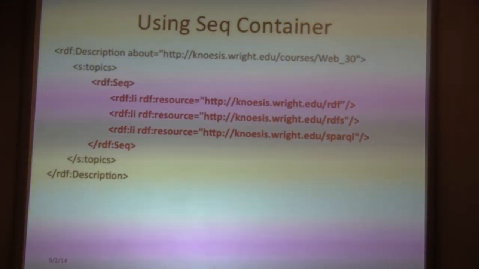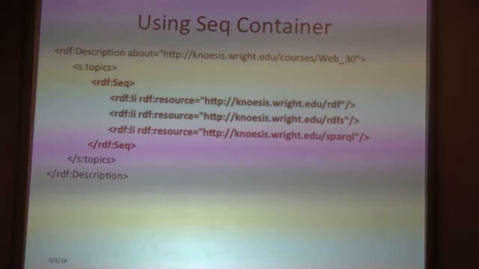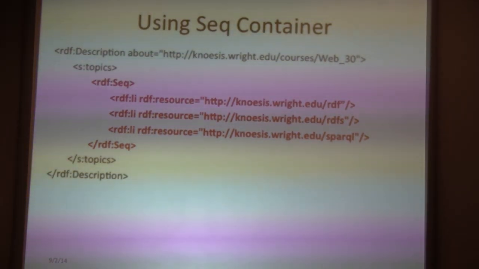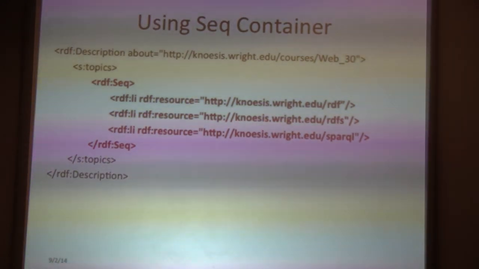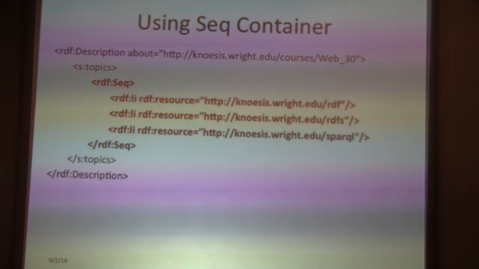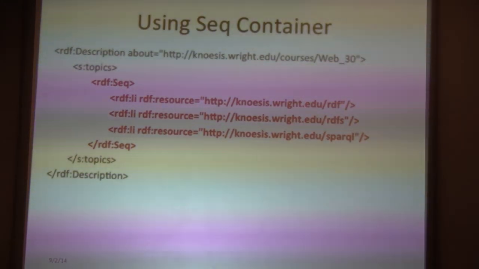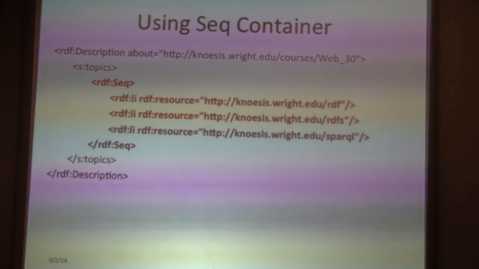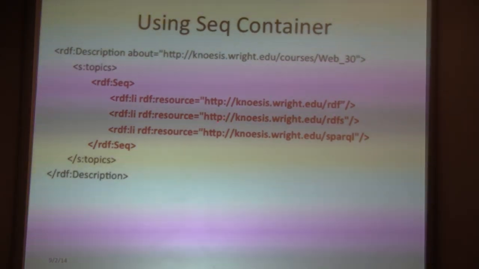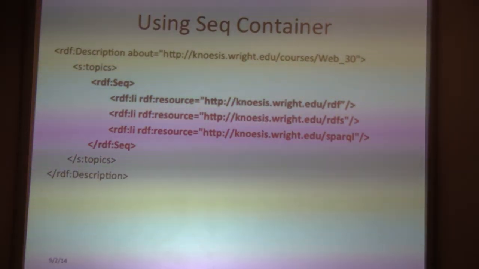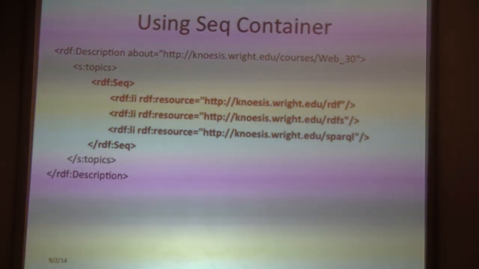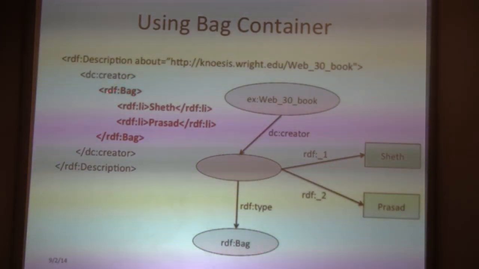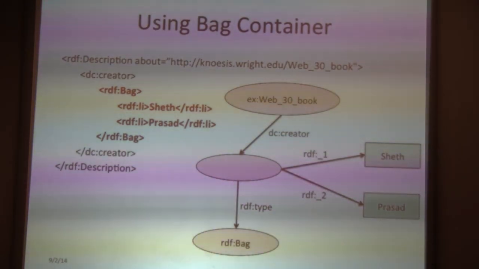This is how we use the sequence container to express that this Web3.0 book has three topics: RDF, RDFS, and SPARQL. This is an open list, which means somebody can add more items into the sequence. But you see that for the three resources here, we just list them with rdf:li, the RDF list item. There's no difference compared to the previous one. The only difference is that we use a different resource type for the bag or the sequence.